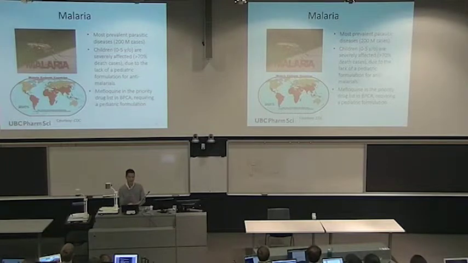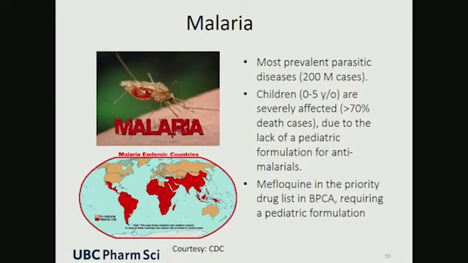So this is development of a new dosage form for pediatric use. So it's somewhat related to the lectures I taught. So this is to address an unmet medical need for malaria. As you know, this is the most prevalent parasitic disease in the world. So the most affected population is children less than 5 years old, because there's no pediatric formulation available for them.